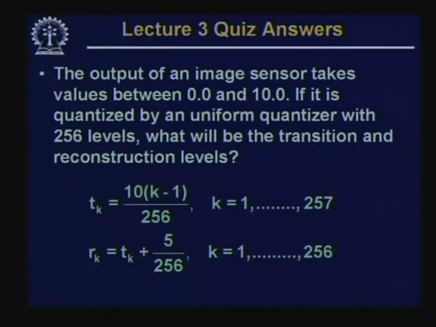Then we had given a second problem, which is for a uniform quantizer design, and here again the solution is very simple. Simply follow the steps of the uniform quantizer design, and you will find that the transition levels and the reconstruction levels you will get are as given in these two expressions.